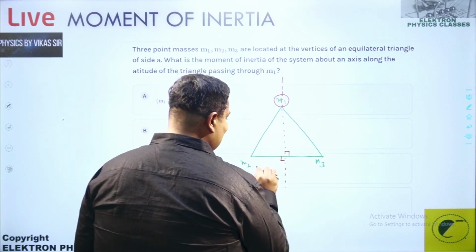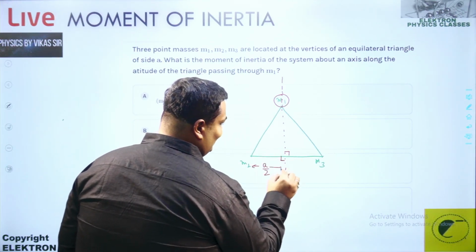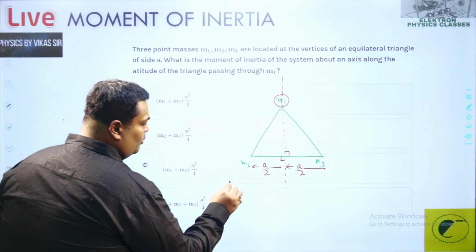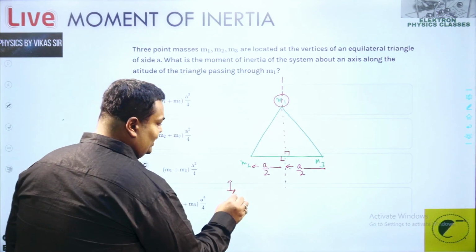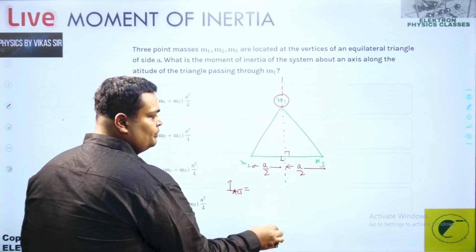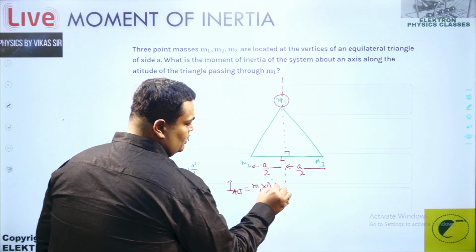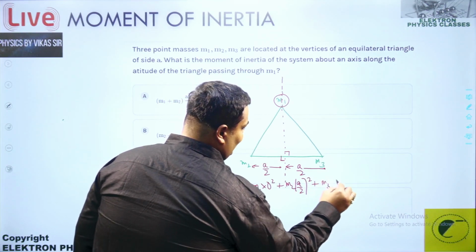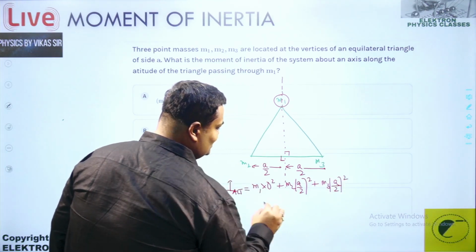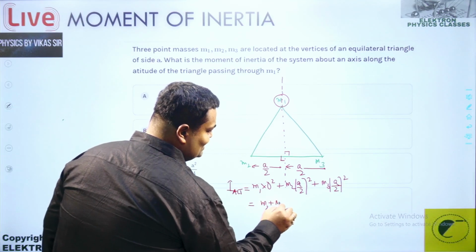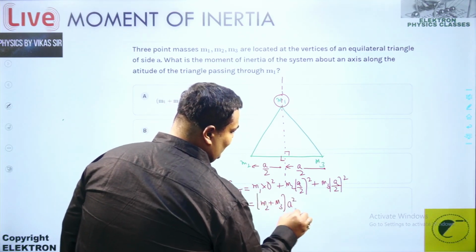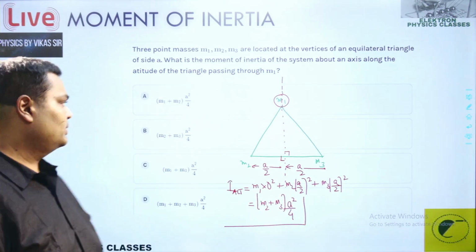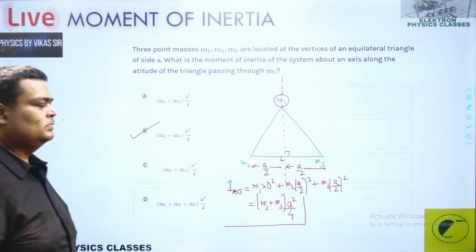M2, this is the perpendicular distance. How much? A by 2, half of the side length. M3, perpendicular distance A by 2, half of the side length. So what's the moment of inertia about this axis? That's an altitude axis. That is M1 into 0 square plus M2 into A by 2 whole square plus M3 into A by 2 whole square. What is the result? That becomes M2 plus M3 into A square upon 4. That becomes the result. Very simple.